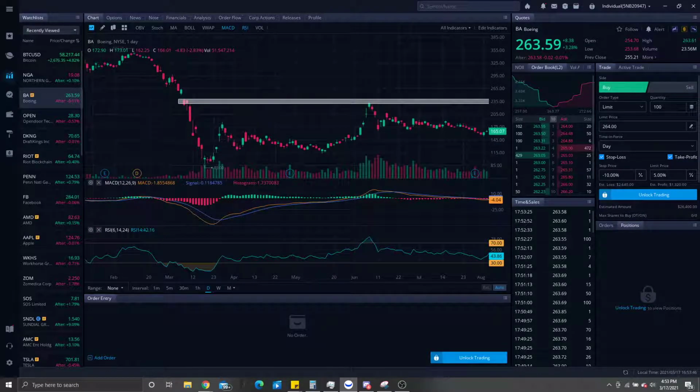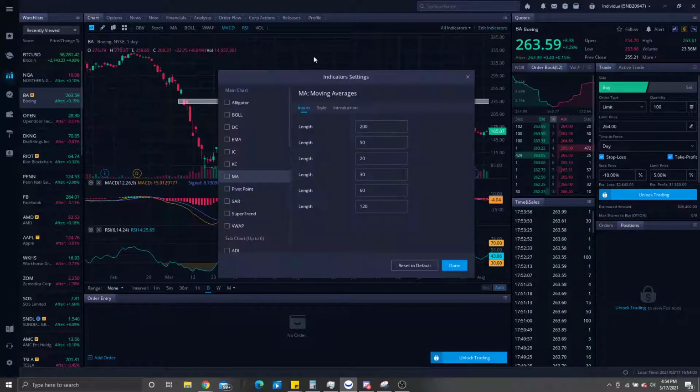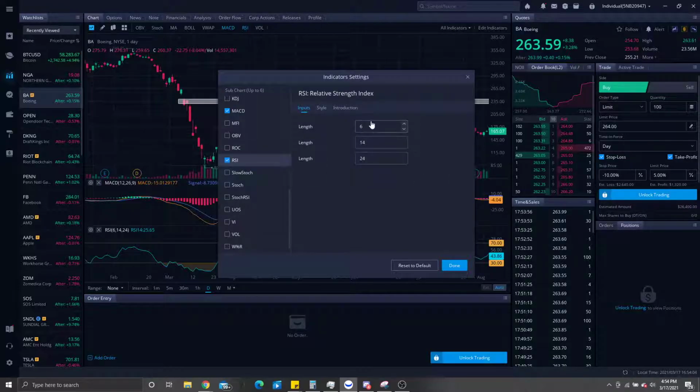Yeah, my RSI on my chart. Somebody asked me how I had RSI 6, 14 and 24 on my chart. My RSI is literally just the default RSI. And you go to indicators, edit indicators, and then you scroll down and find the RSI. 6, 14, 24, right there. Default RSI. Done.